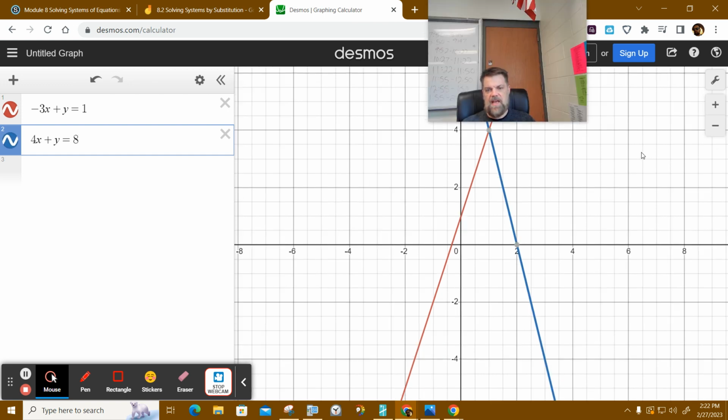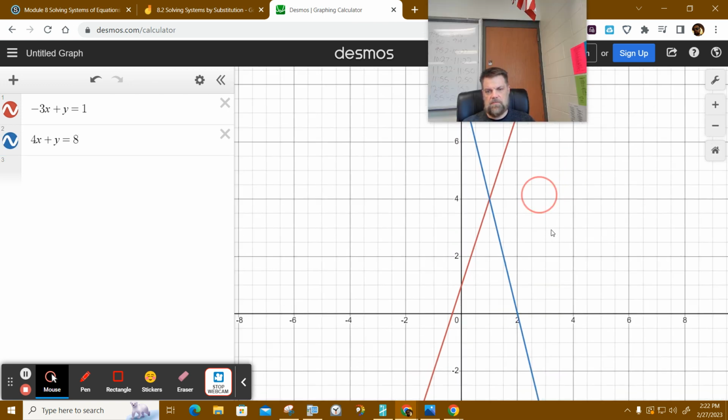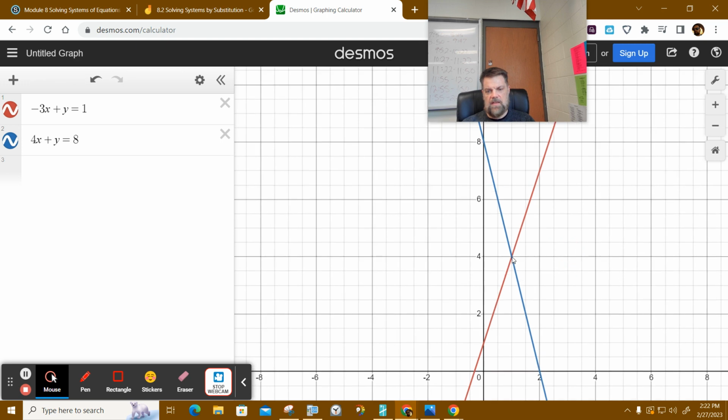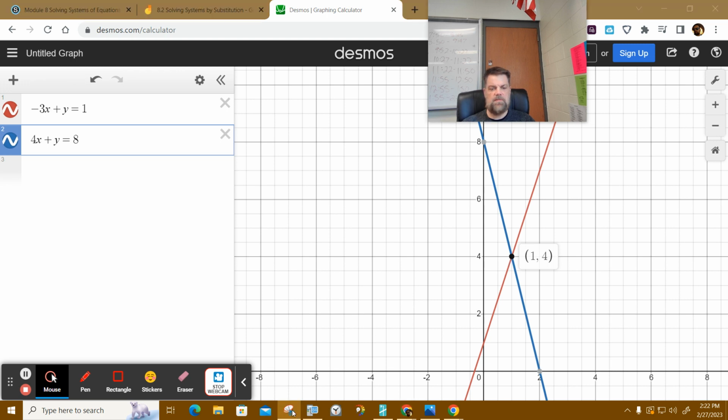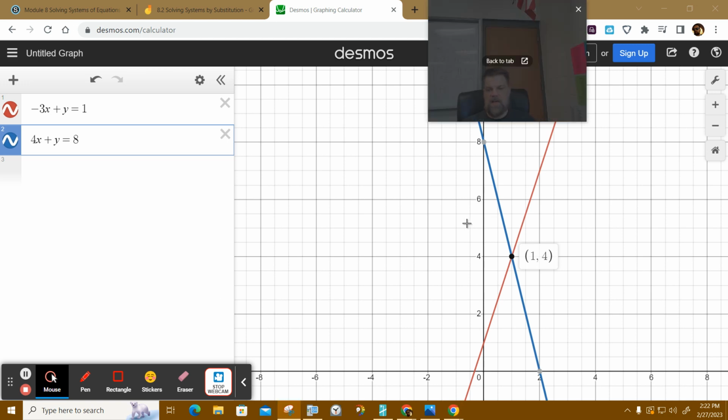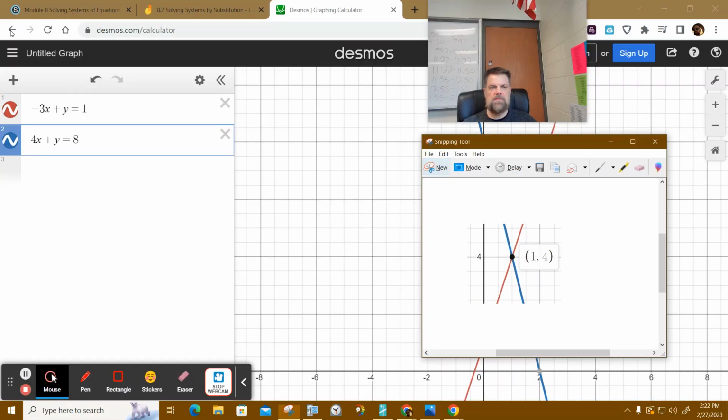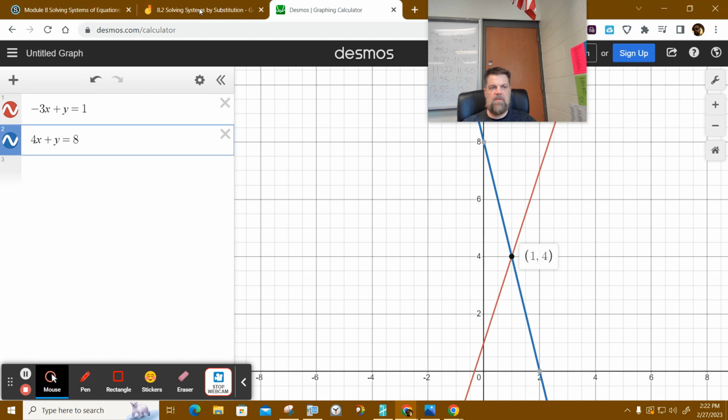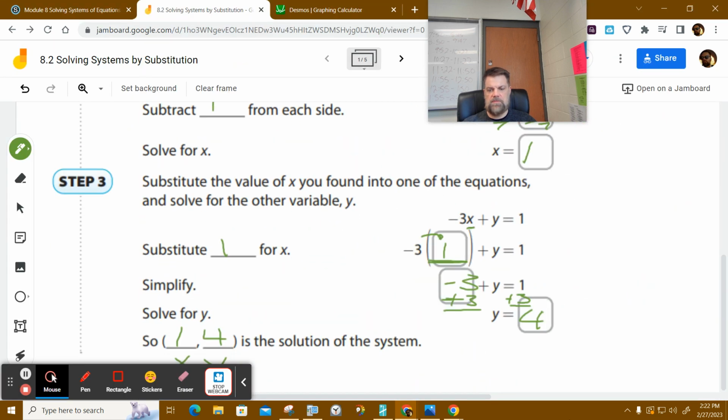Now we said that 1 comma 4 was the solution. Is this the solution? Yeah. So we're just going to take our handy dandy calculator, and I'm going to copy and paste that, and we'll put it in the notes somewhere.